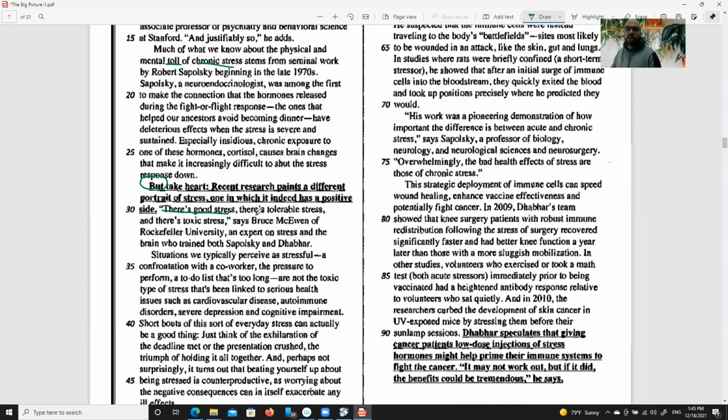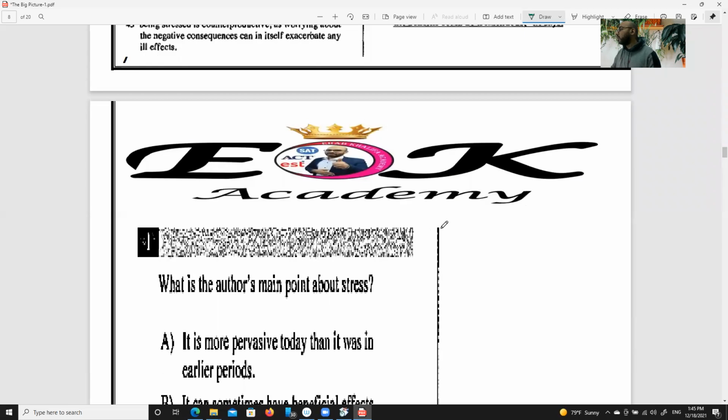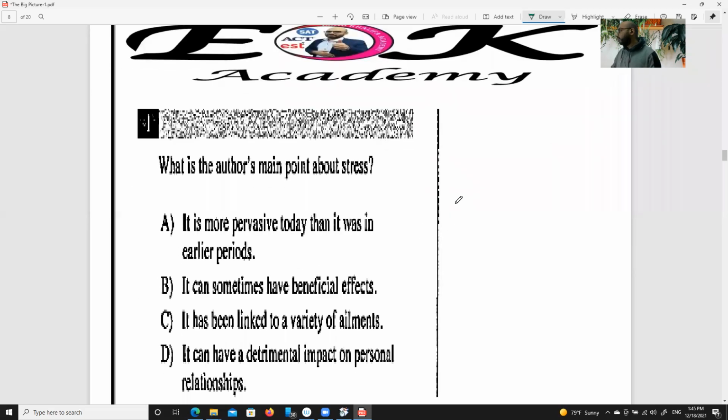So words like but, however, nevertheless, on the contrary, may mark the new idea, which is mainly the main idea. So when we have old idea and new idea, which one is considered the main idea? The new. We focus on the new idea. So we just accentuate the new idea, which is considered the main idea.